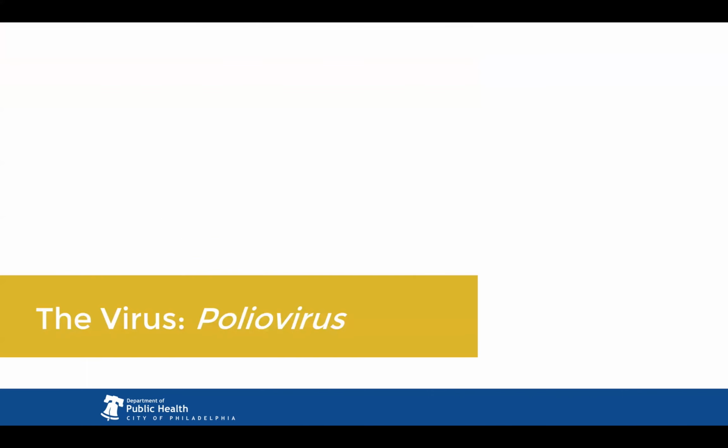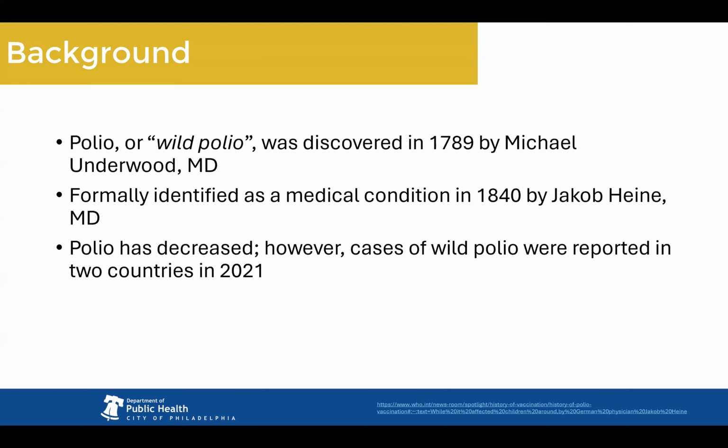The virus, poliovirus. Polio, or wild polio, was discovered in 1789 by physician and microbiologist Michael Underwood, but it wasn't formally identified as a medical condition until 1840 by physician Jakob Hein. Polio has decreased tremendously since the discovery of effective vaccines. However, cases of wild polio were reported in 2 countries in 2021. So this means for us that there's still work to be done.